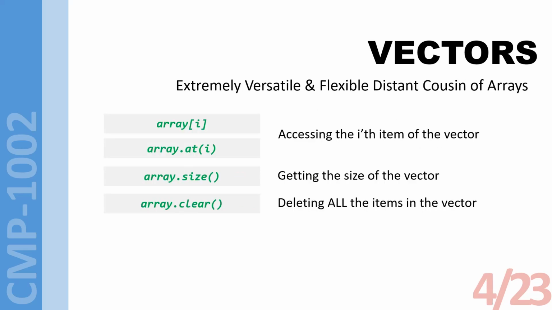One of the good things about the vector is that it also utilizes the array notation. After declaring an integer vector, if you write the array name followed by square brackets with an integer value, this basically says I want to access the ith item of the vector. If you want to access the same location using a function, there's a specific function called the .at function.